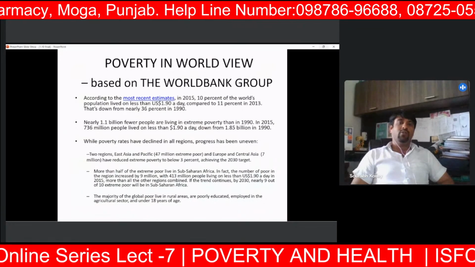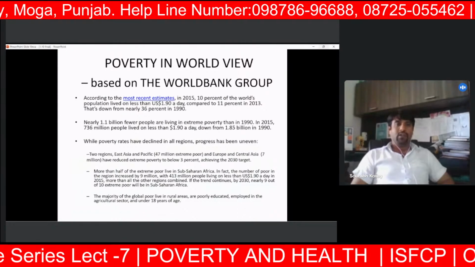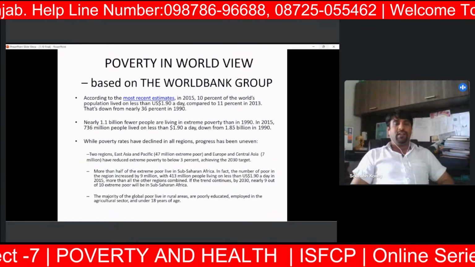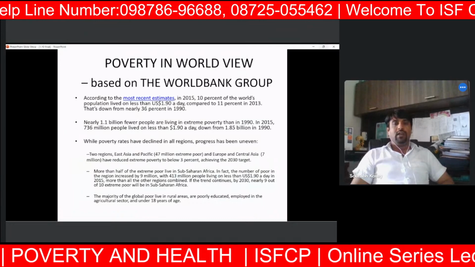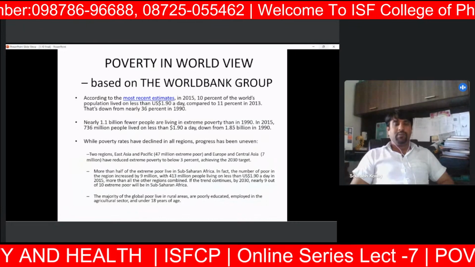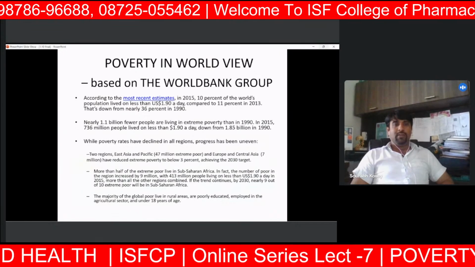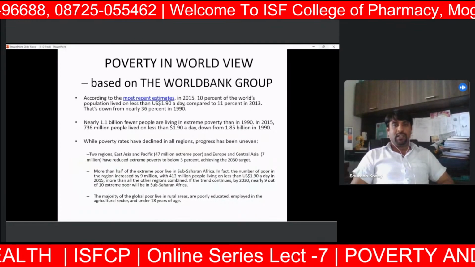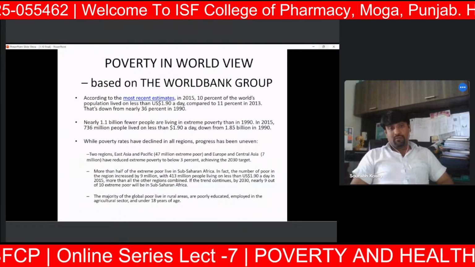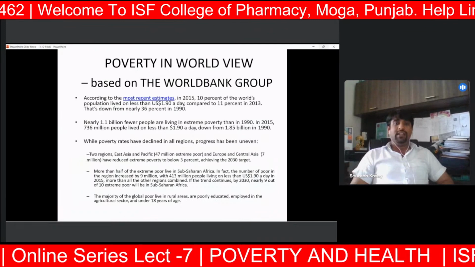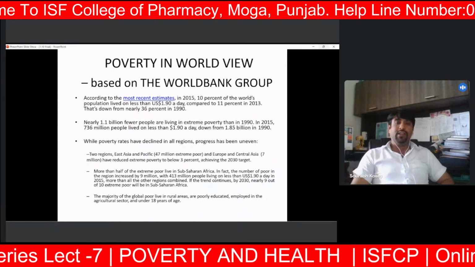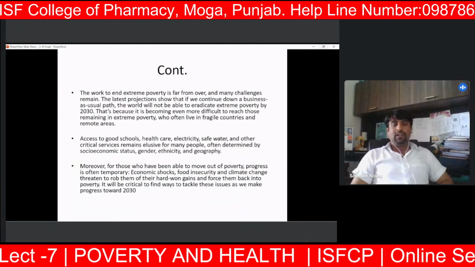So, poverty in the world view, based on the World Bank Group: according to the most recent estimates in 2015, 10% of the world's population lived on less than US$1.90 a day, compared to 11% in 2013, and down from nearly 36% in 1990. Nearly 1.1 billion fewer people are living in extreme poverty than in 1990. In 2015, 736 million people lived on less than $2 a day. Poverty rates have declined in all regions, but progress has been uneven, and by 2030 there will be a lot of problems.